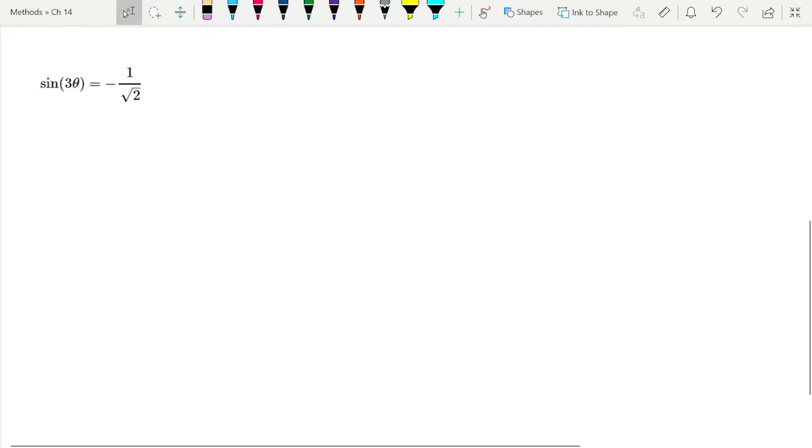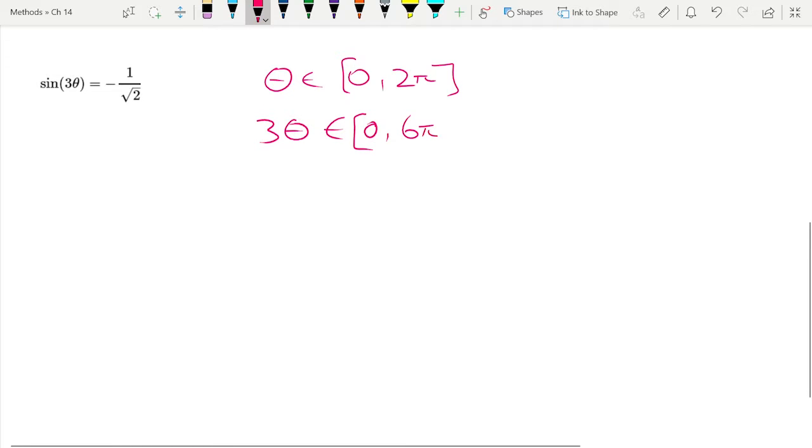When solving more complex equations where we've got a coefficient in front of the angle, so in this example sine 3 theta equals negative 1 on root 2, we know that theta belongs between 0 and 2 pi, so we can say, well, 3 times theta means that we've got to multiply both the endpoints of this domain by 3. So now we're looking at 3 theta belonging between 0 and 6 pi. So we're going to have a few more answers this time.